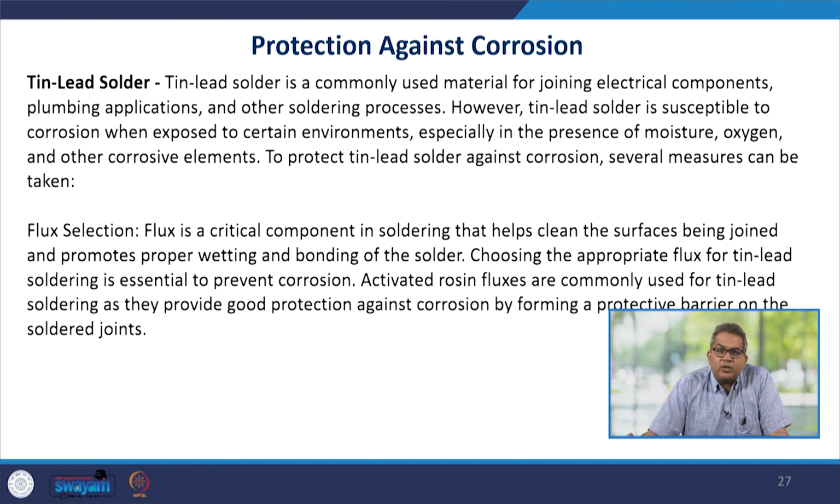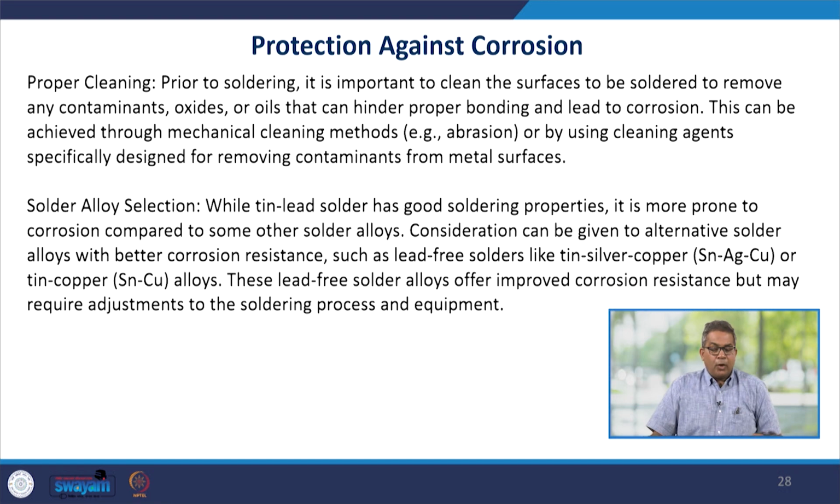To protect tin lead solder against corrosion, several mechanisms can be adopted. One is flux selection. Flux is a critical component in soldering that helps to clean the surfaces being joined and promotes proper wetting and bonding with the solder. Choosing the appropriate flux for tin lead soldering is essential to prevent corrosion. Proper cleaning. Prior to soldering, it is important to clean the surfaces to be soldered to remove any contaminants, oxides and oil, which can hinder proper bonding and lead to corrosion.